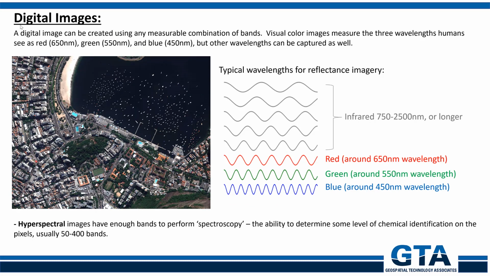First, a little bit of definitions. I talk about digital images. Hyperspectral imaging is a collection of digital images. A digital image can be created using any measurable combination of bands or wavelengths of light.